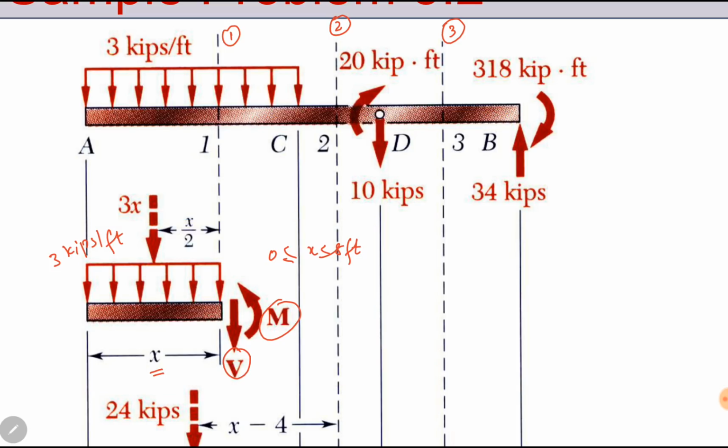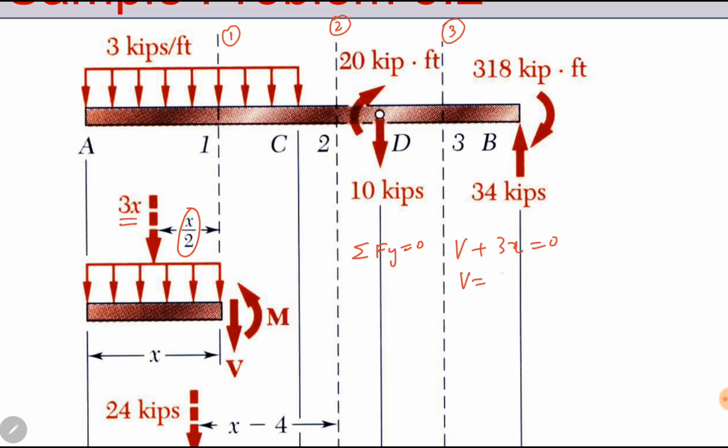So this 3 kilopounds per feet force can be converted into a concentrated force by simply multiplying it with the length. In this case, length is x, so it becomes 3x. And as per our understanding, this force acts at the centroid of the load, and it is a rectangular load. The centroid will be at the geometric center. It is the mid of it. If the total length is x, so the half is x by 2. Summation of forces is equal to 0 in y direction. So V plus 3x is equal to 0. So V becomes minus 3x.